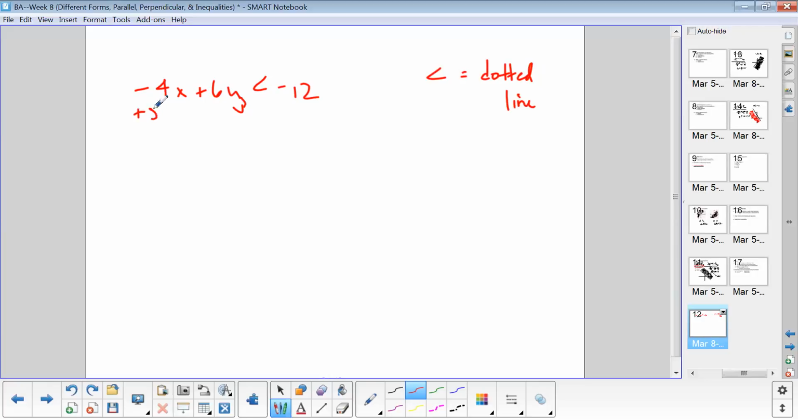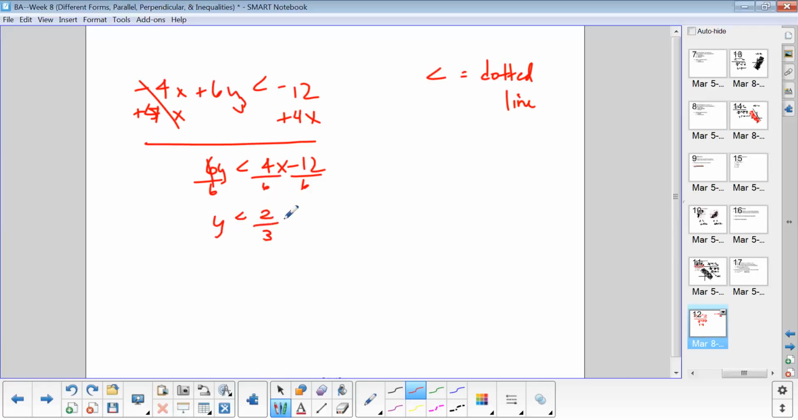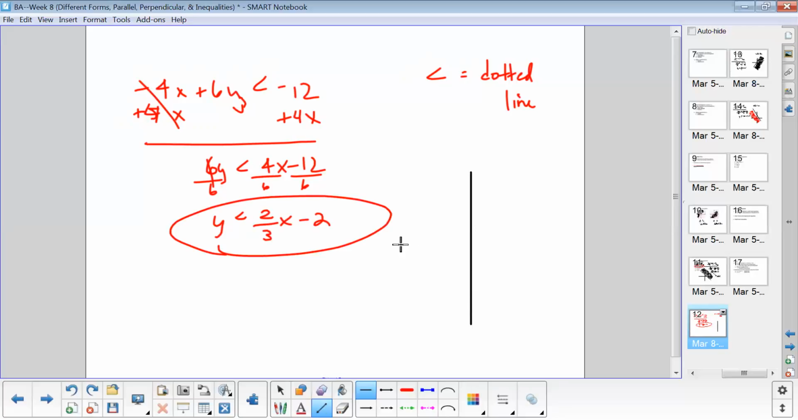So we're going to go ahead and solve for y. So I'm going to add the 4x to both sides. So I get 6y is less than 4x minus 12. I'm going to divide by 6. And so I'm going to get y is less than 4/6, or 2/3 x minus 2. So this is the inequality that I want to sketch. And I want to plot my intercept at 0, negative 2.